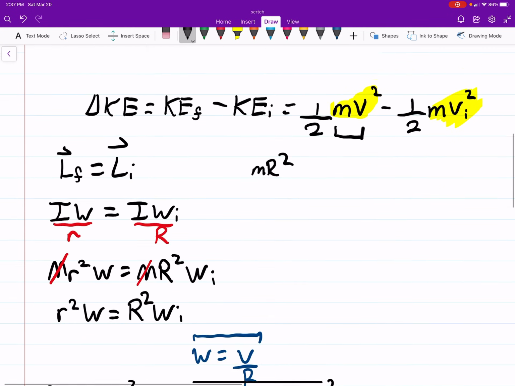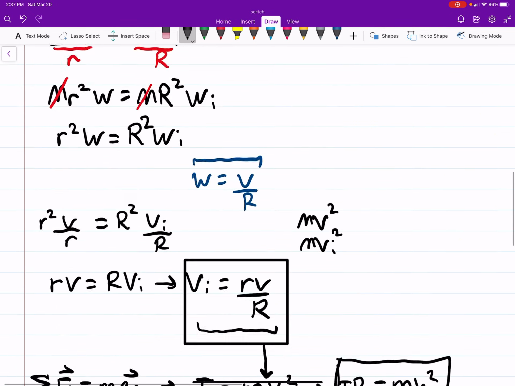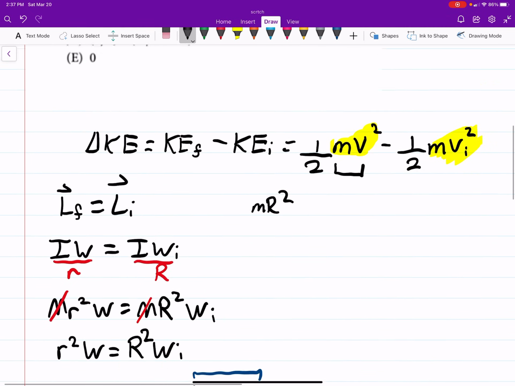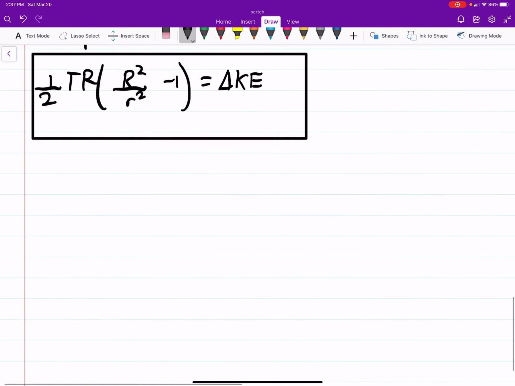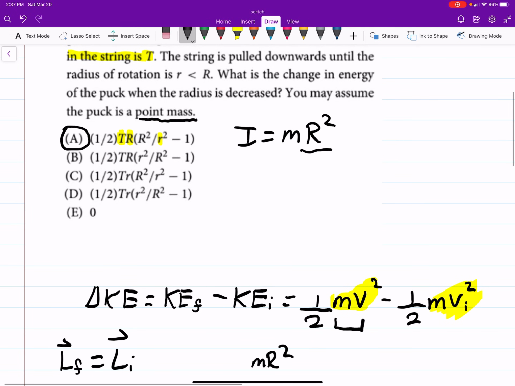So if we look at our options, 1/2 T R times big R squared over little r squared minus 1 is A, right? So that's essentially how we do that problem.